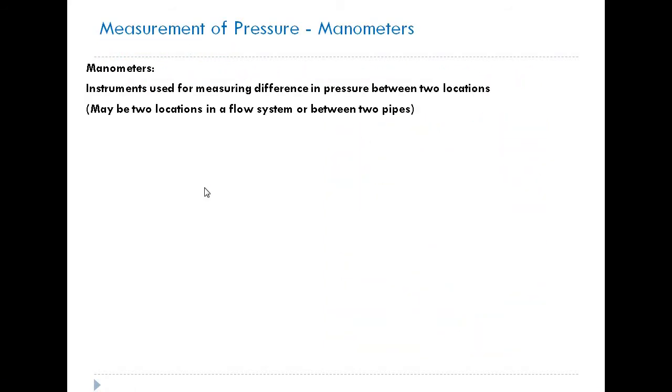So what is a manometer? In a simple sentence, a manometer is an instrument used for measuring pressure between two locations in a fluid system. Remember, it is used for measuring the difference in pressure between two locations. The two locations may be in a static fluid system or in a stationary fluid. Two different points in a stationary fluid, you can measure the difference in pressure.